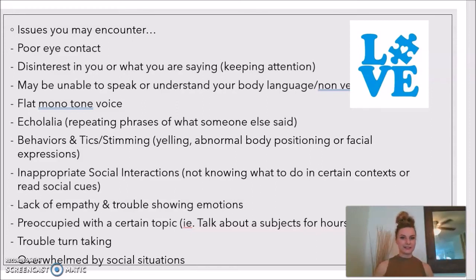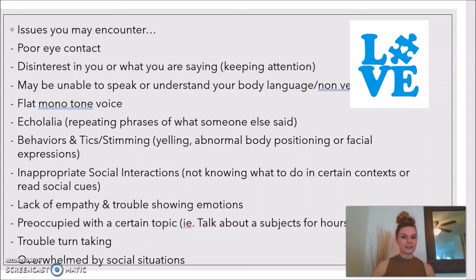Other things you might see are behaviors like tics and stimming. So I know my fiance doesn't have autism, but even with his ADHD, he sometimes stims. So stimming can be like rocking back and forth, just anything that keeps the body calm is what it's doing. It's regulating the body. So some people might get freaked out when they see something like that, but really it's nothing to worry about. They're just trying to keep their body regulated, and we all kind of do that in some way.